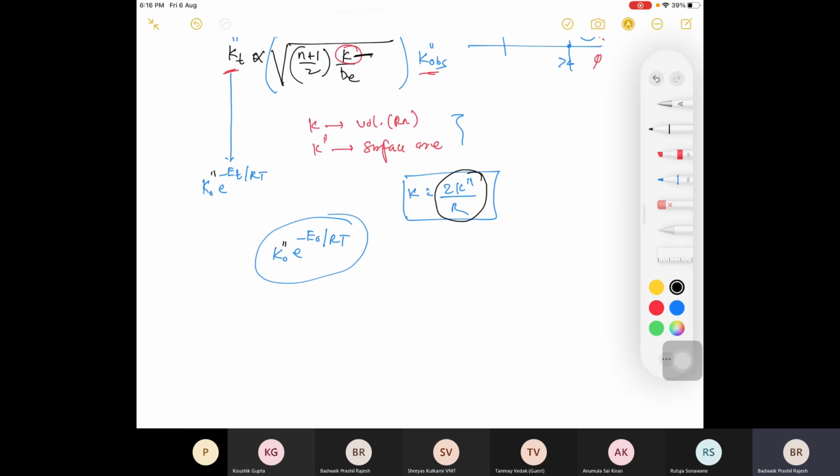If you compare, you will get k naught e to the power minus Ea. Please ignore this noise. Activation energy observed divided by RT is equal to the K double dash true, right? Here you can replace the values.